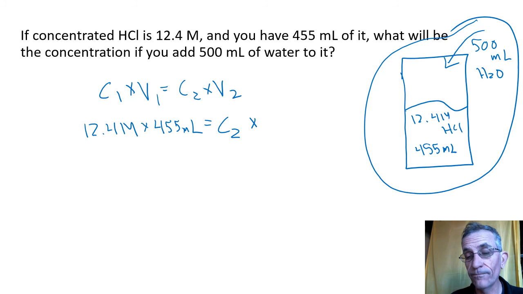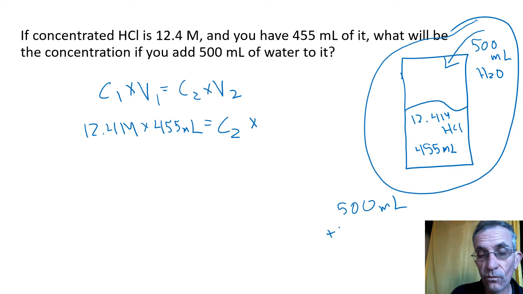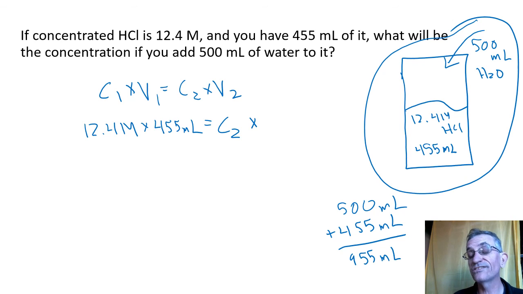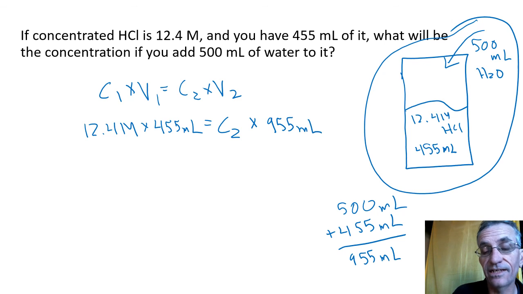The final volume is not 500. You're adding in 500 milliliters of water. So in total, 500 and 455, we are going to end up with 955 milliliters of stuff. V2 is what you're making. You are making 955 milliliters of stuff. All right, how do I know to do that? Well, it comes from just reading the question carefully and thinking about what you're doing. What are you physically doing? And maybe drawing a little picture wouldn't hurt you either, huh?